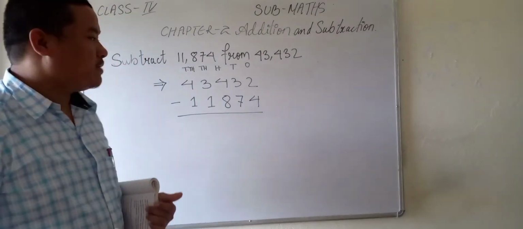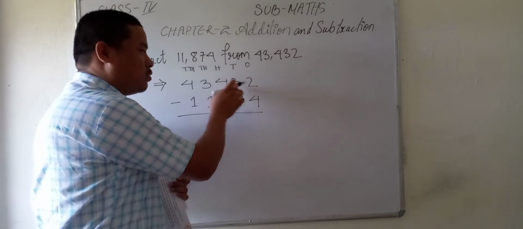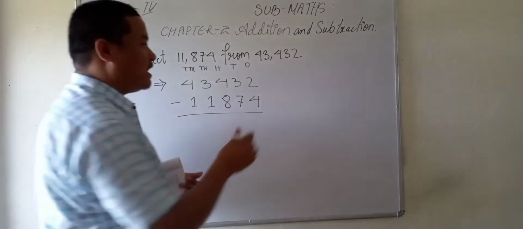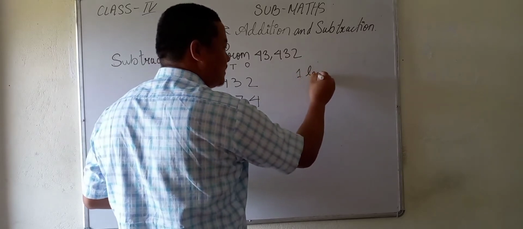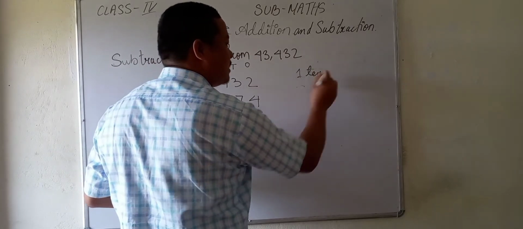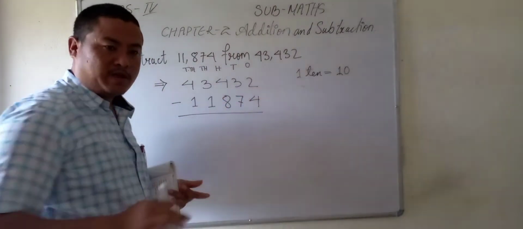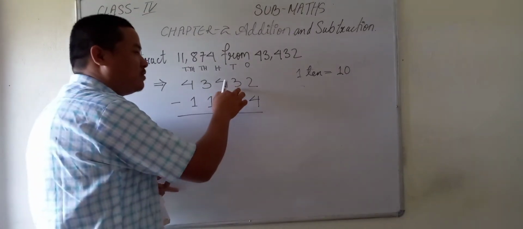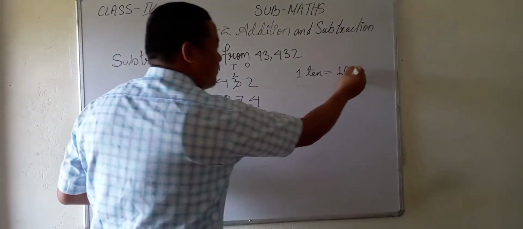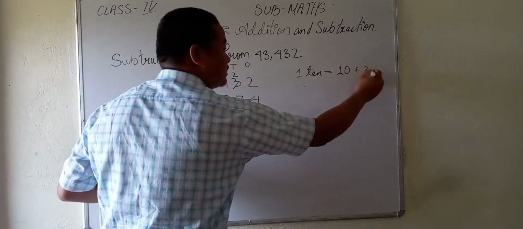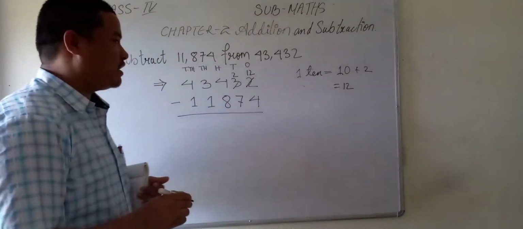From 2 we can't minus 4. So what we have to do? We will take 10 from 3. We will not take 1, not only 1. We will take 10 from 3. So when we take 10 from 3, 3 will become 2, and now 10 plus this 2 will get 12. This 2 becomes 12.